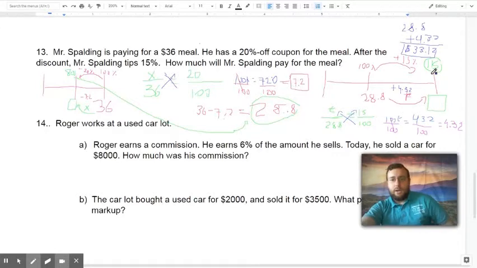Now, remember, you could have gotten straight to this number if you had used 115 on your setup from the 28.8, instead of the 15%. But since we used the 15%, we have to add our answer, because a tip, like tax, or an increase, gets added to the original value.